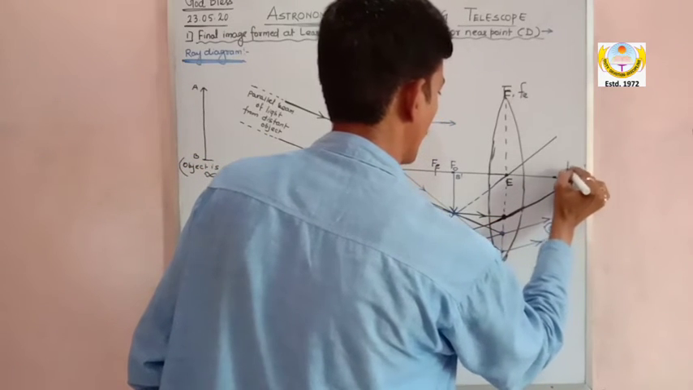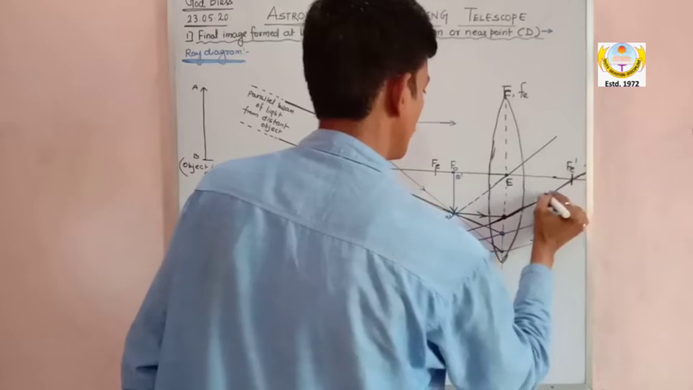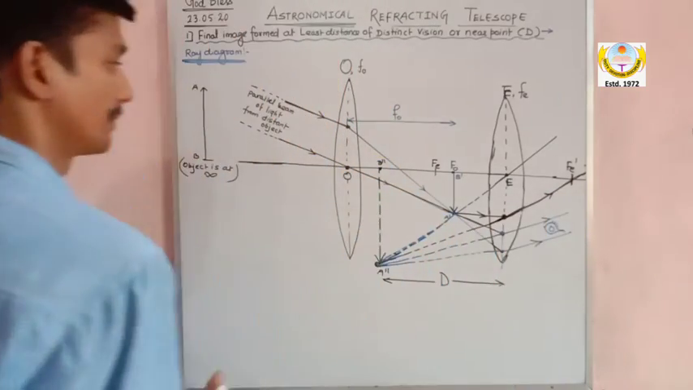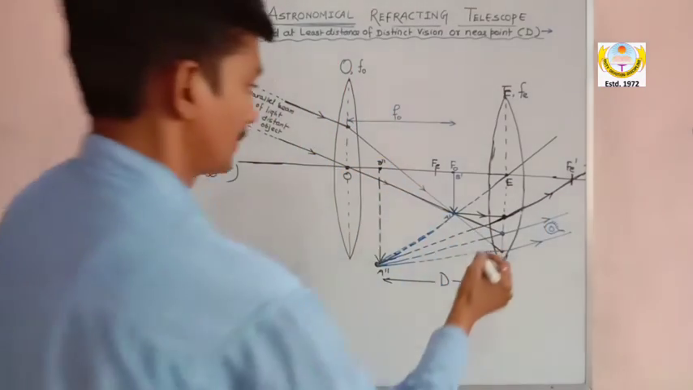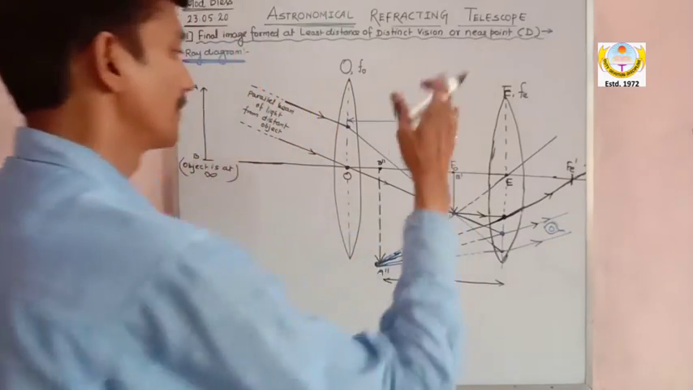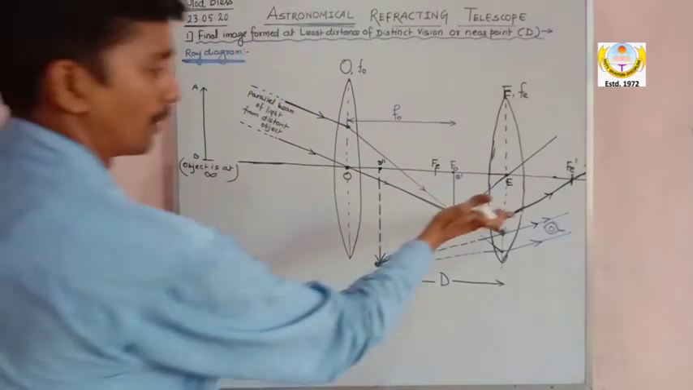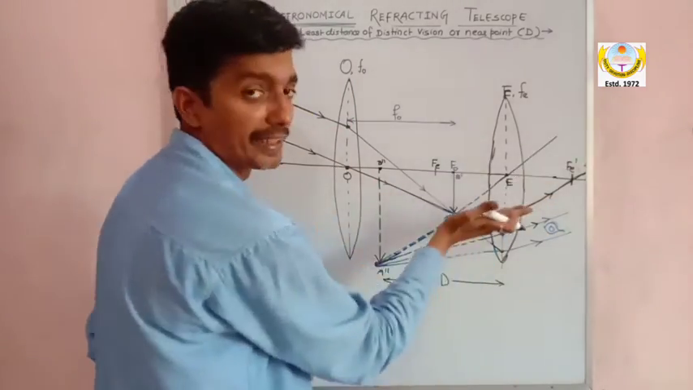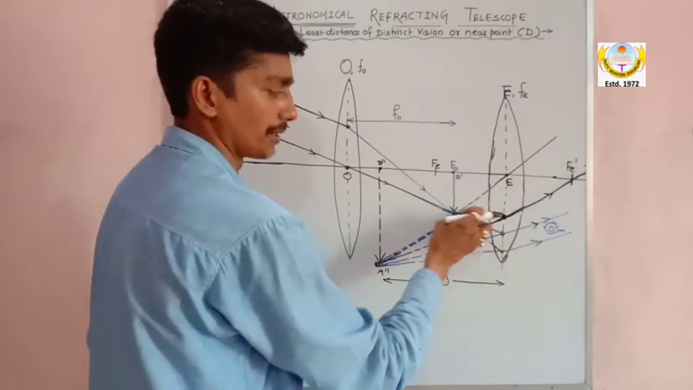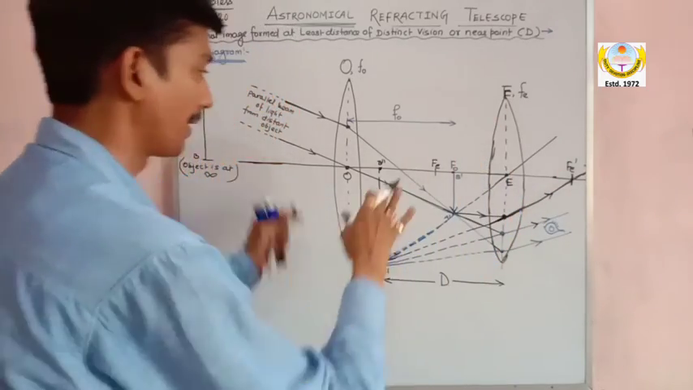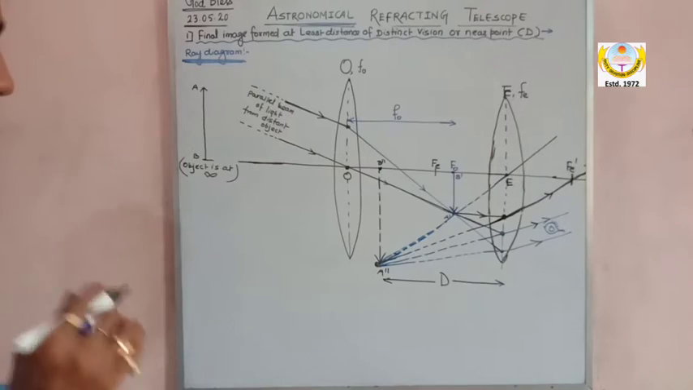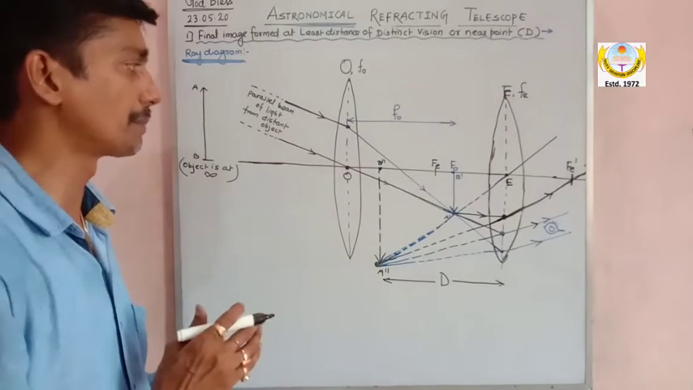Here I will mark Fe dash, because after refraction it will pass through the principal focus, since the light rays are parallel to the principal axis. Okay, so I hope you understood. Now the last two things which I was supposed to mark.